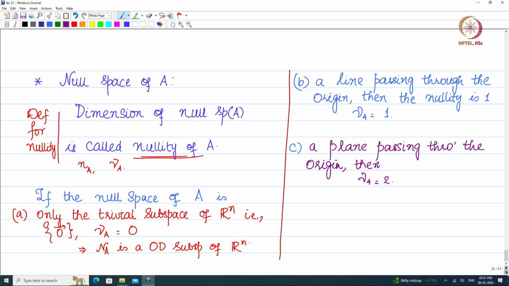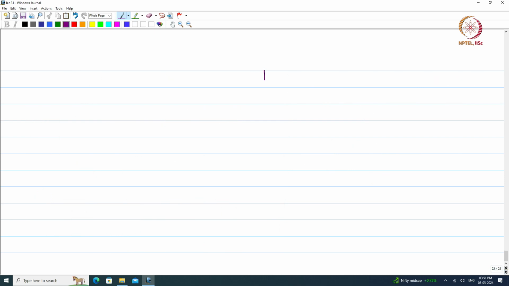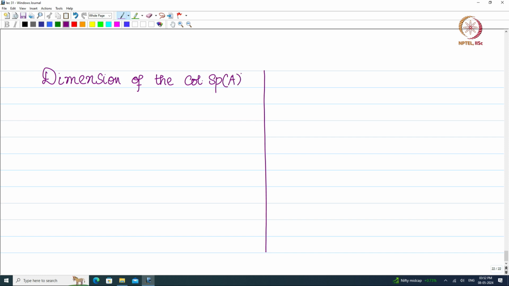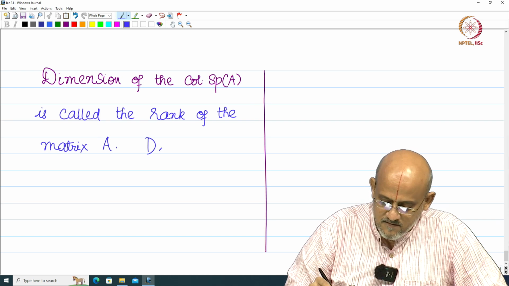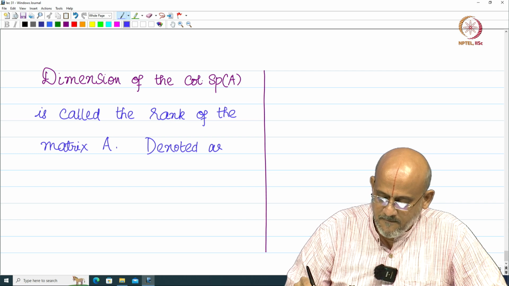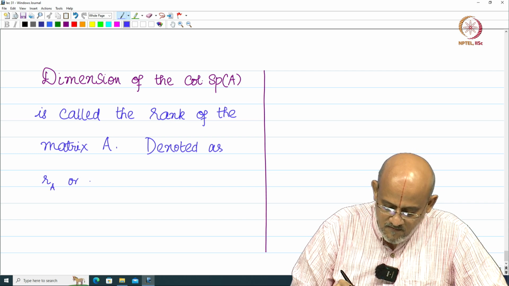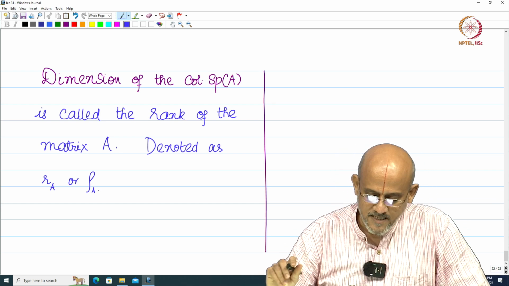Now, let us look at the dimension of the column space of the matrix A. This is something interesting, in the sense that it is called the rank of the matrix A, denoted as lowercase r A, or we are going to say rho A. This is basically the rank.